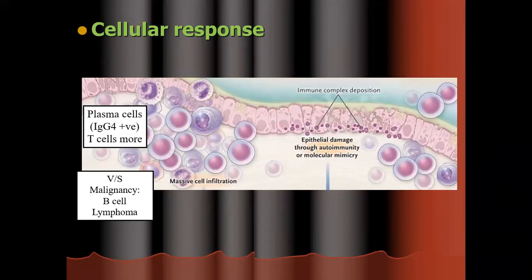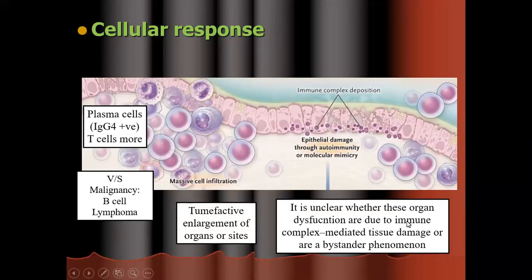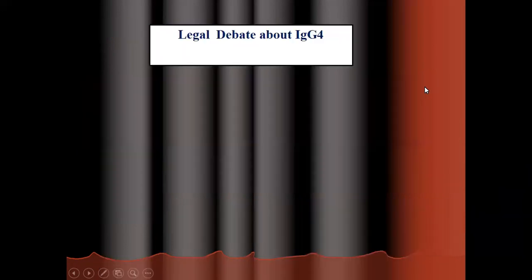Like autoimmune disease, it was found that there is some epithelial damage through autoimmunity. There are some immune complexes, but it is not atypical. It is not the main feature. There is mild immune complex formation. It is unclear whether these organ dysfunctions are due to immune complex mediated tissue damage or bystander phenomena. So the disease has some features from autoimmune, some immune complex, and some features from allergy and tumorification like malignancy. It is a special entity.